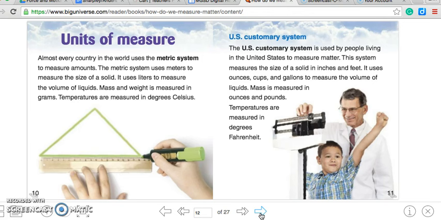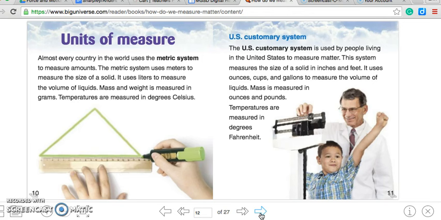Units of measure. Almost every country in the world uses the metric system to measure amounts. The metric system uses meters to measure the size of a solid. It uses liters to measure the volume of liquids. Mass and weight is measured in grams. Temperatures are measured in degrees Celsius.